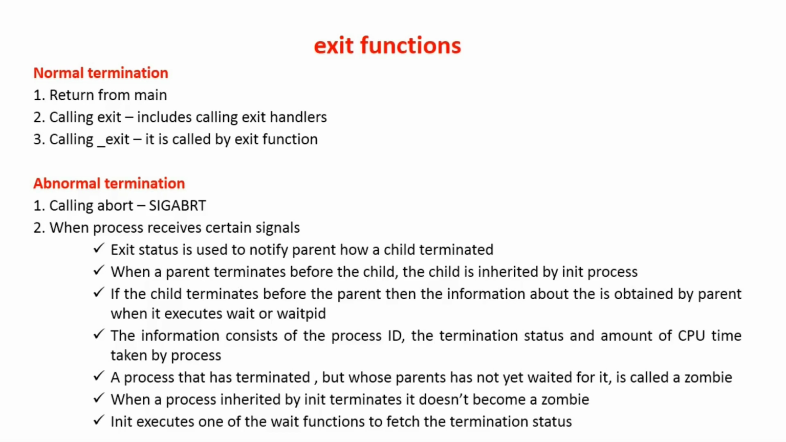If the child terminates before the parent, the information about the child is obtained by the parent by calling functions like wait and waitpid. The parent process will get all the information about the child when the child terminates before the parent by using wait and waitpid. The information consists of the process ID, the termination status, and the amount of CPU time taken by the process. So these are the pieces of information received by the parent when the child terminates before the parent.